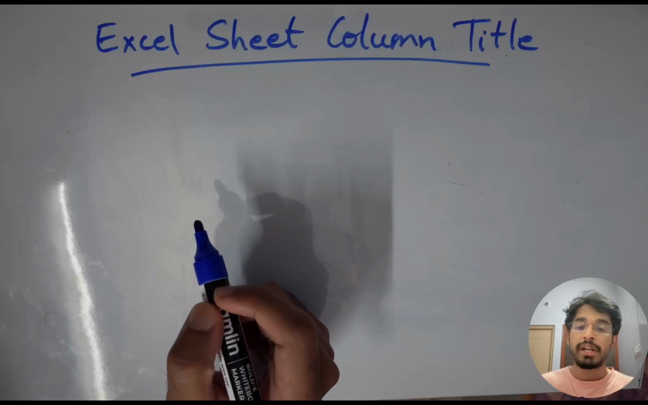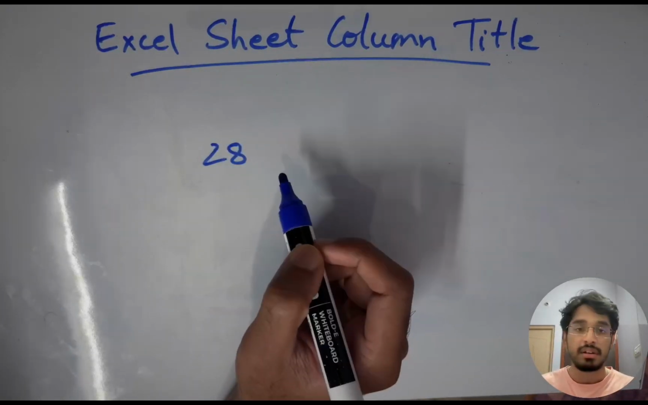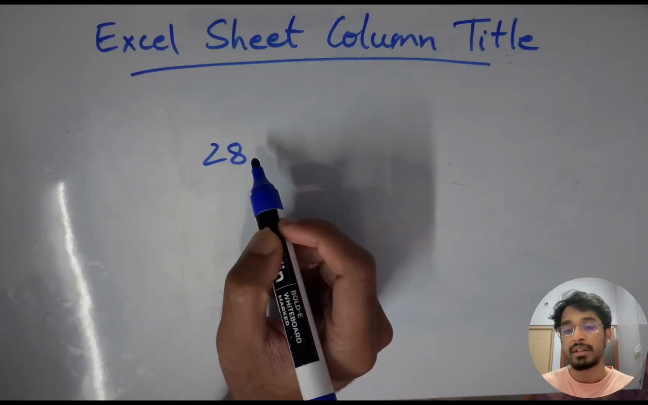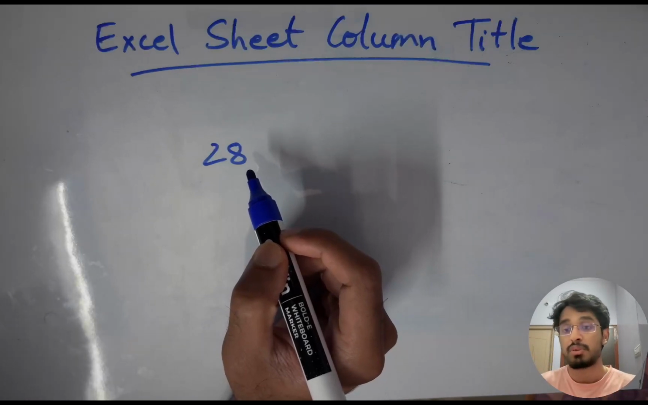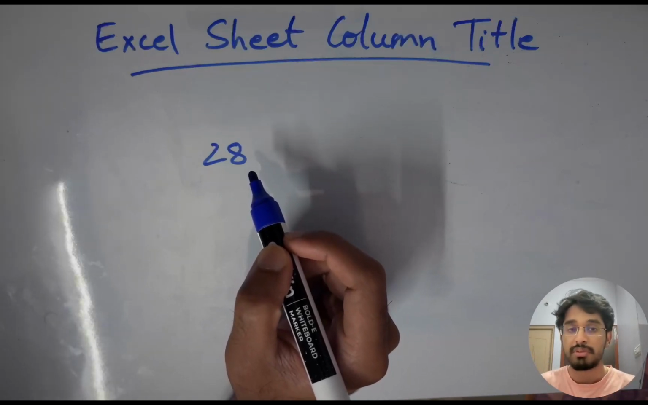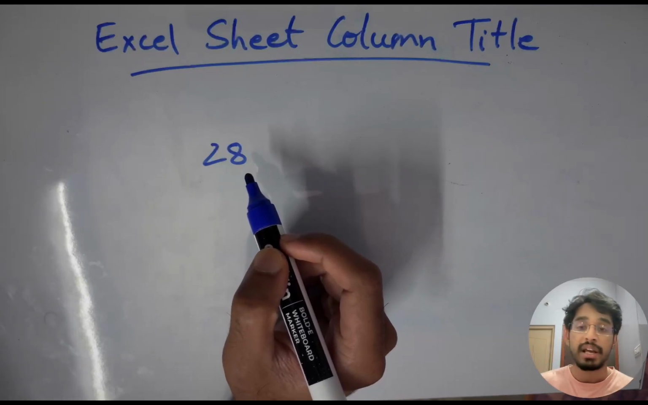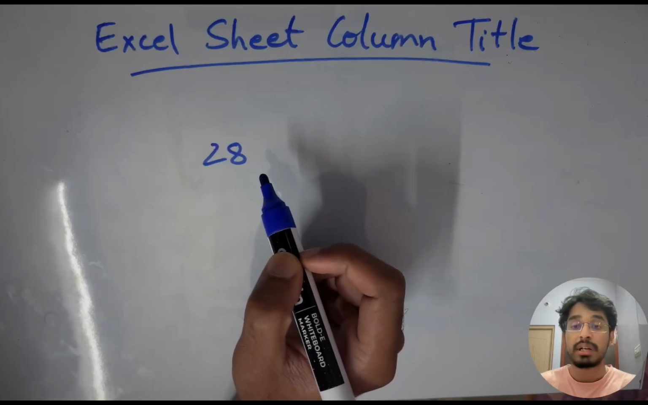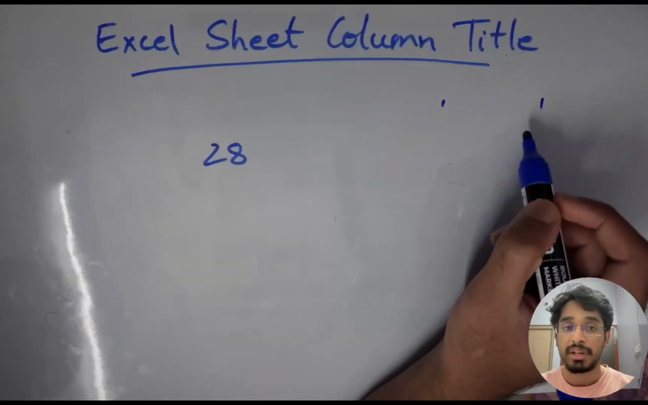So let us take 28 as the number for which we want to find the column title. The first step is we need to calculate the modulo of 28 with 26. Why 26? Because there are 26 letters in the English alphabet. So we need to check if it is within 26 characters or not. That means we have a letter and we need to append that to the result string. So we'll have a string over here and we just keep on appending to it.